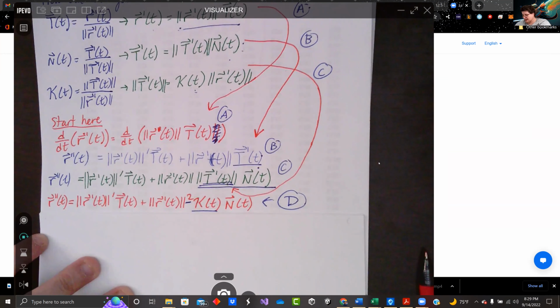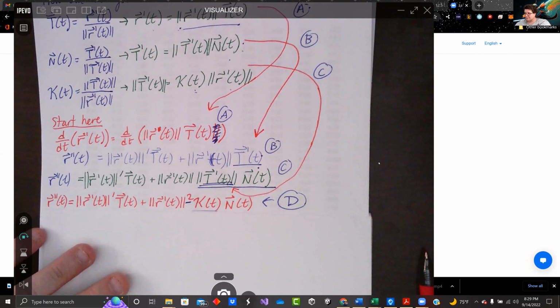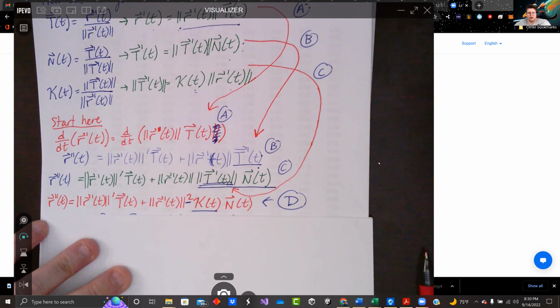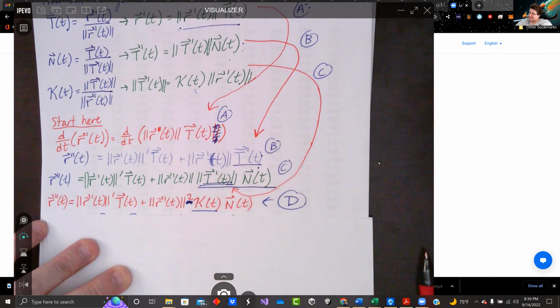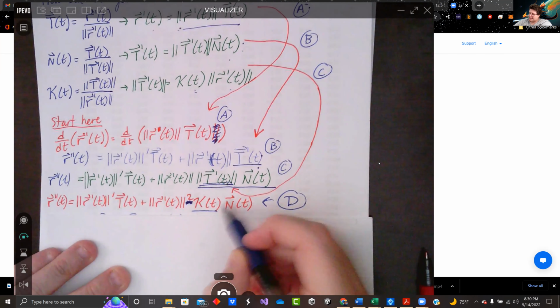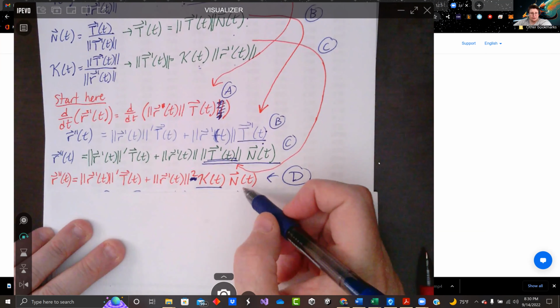So right now we have R double prime equals the derivative of the magnitude of R prime of T times T of T, plus the magnitude of R prime of T squared. So this is a product still. That was just an underline to highlight. And then it's times kappa of T and times the vector N. That's our R double prime.